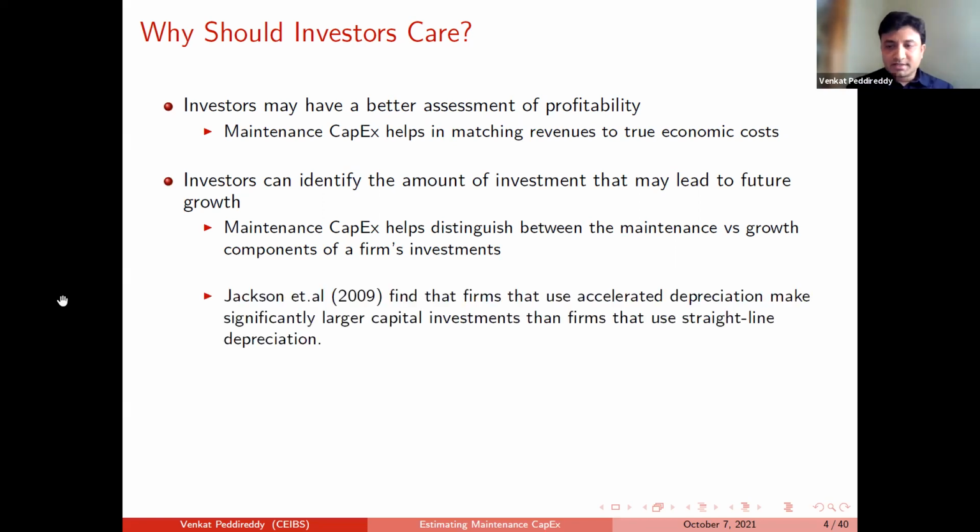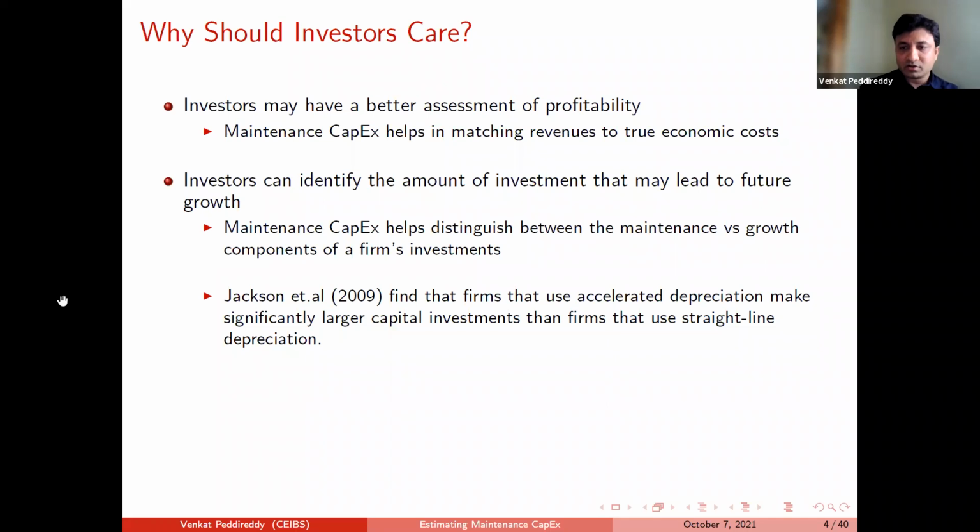Another important issue is there's a good paper by Jackson et al. in 2009, a JAE paper. What they find is that the firms that use accelerated depreciation make significantly larger capital investments and more timely investments than firms using straight-line depreciation.